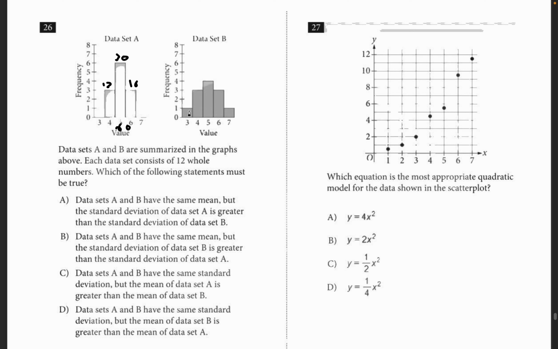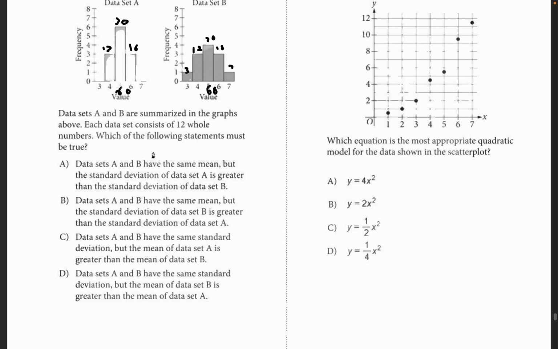And we have the same number of data sets. So if this equals 60 also, then we have the same mean. So 3 times 1 is 3. 4 times 3 is 12. 5 times 4 is 20. 6 times 3 is 18. 7 times 1 is 7. 20, 32, 35, 41, 42, 60, yeah. They're the same. So the means are the same.